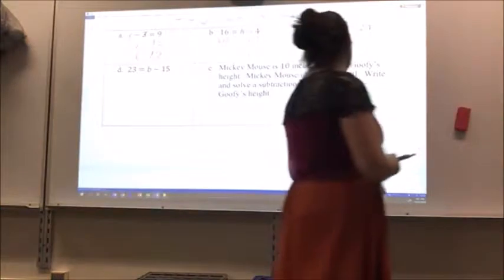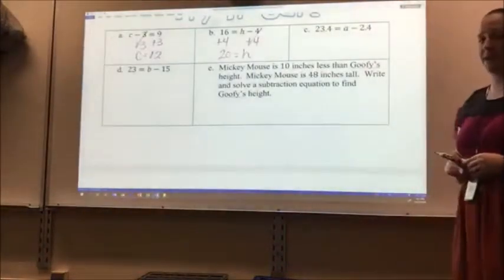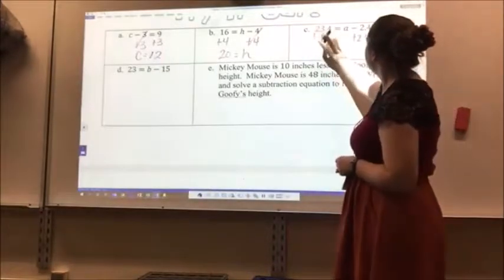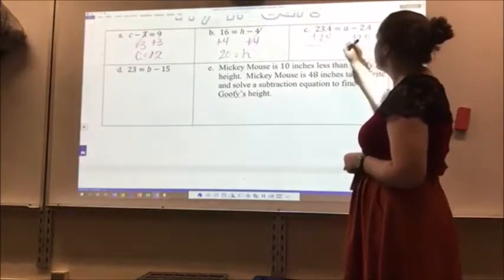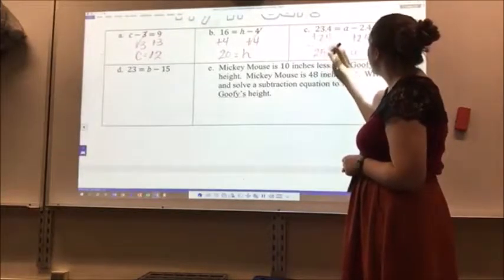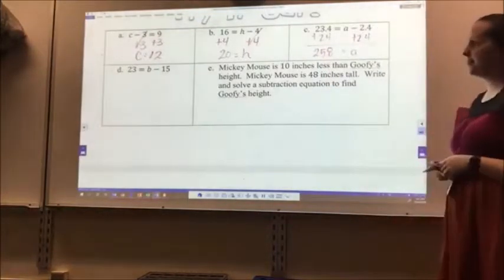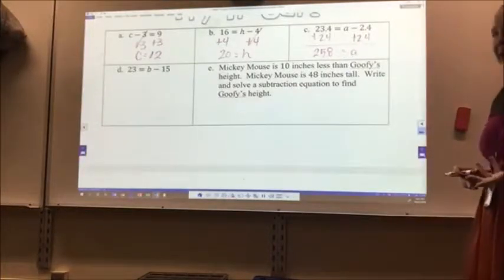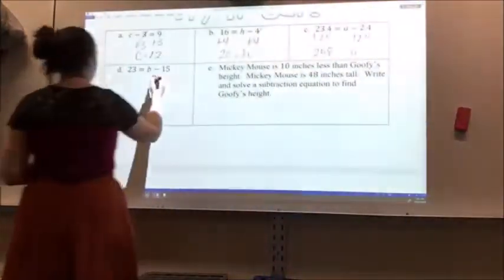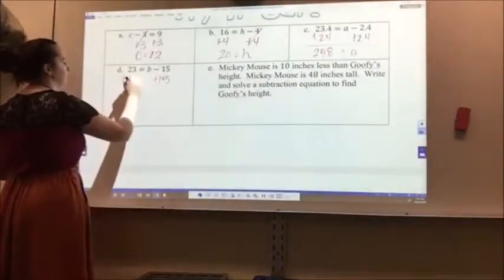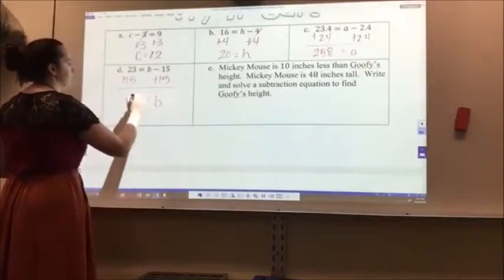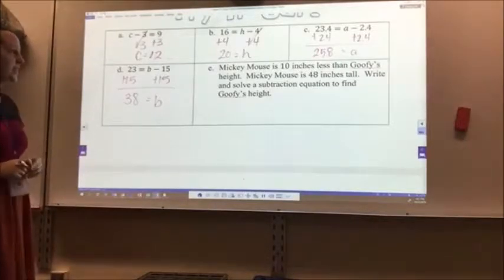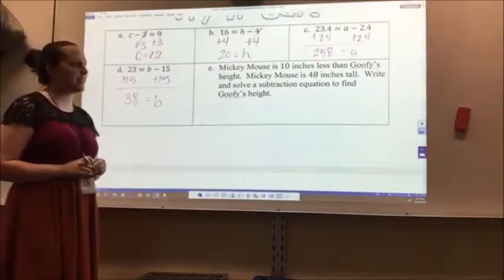Letter C, I have 23.4 equals a minus 2.4. So I add 2.4 to both sides. When I do this, I get 25.8 equals a. For letter D, I have 23 equals b minus 15, so I add 15 to both sides. So this gives me 38 equals b. And then letter E, Mickey Mouse is 10 inches less than Goofy's height.